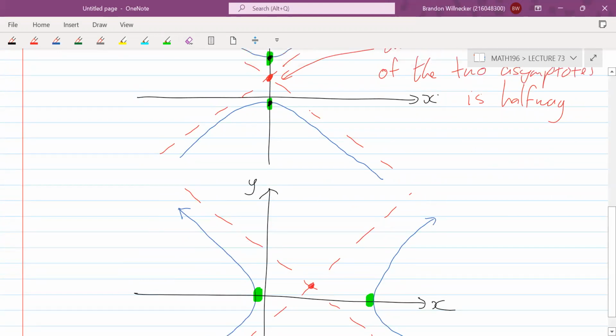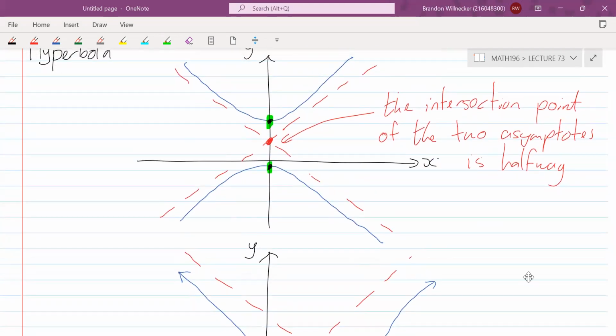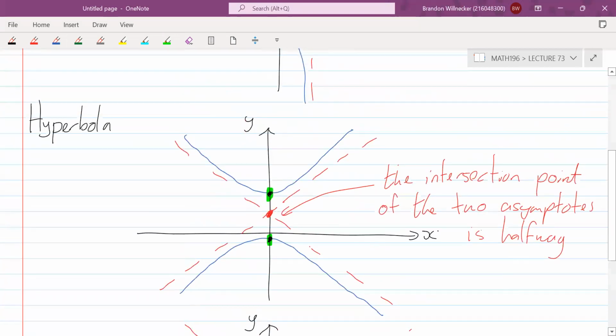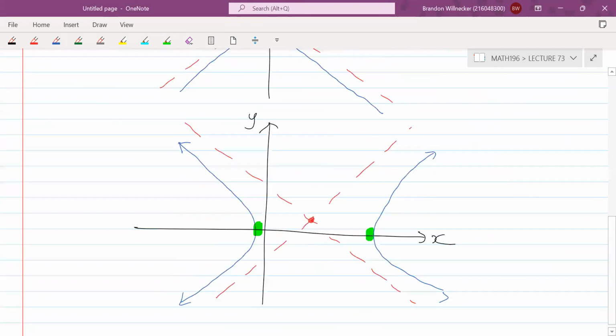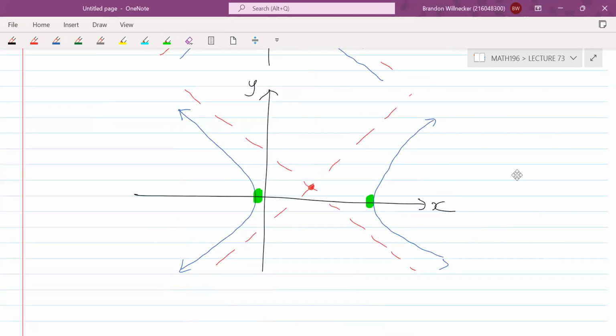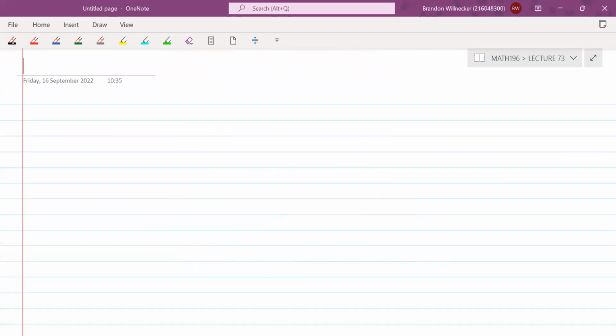Okay, so that's just the general idea of what these hyperbolae look like. So it's something like this where it's pointing up and down, or something like this where it's pointing left and right. But let's look at an actual example so we can do the calculations. Okay, so example.